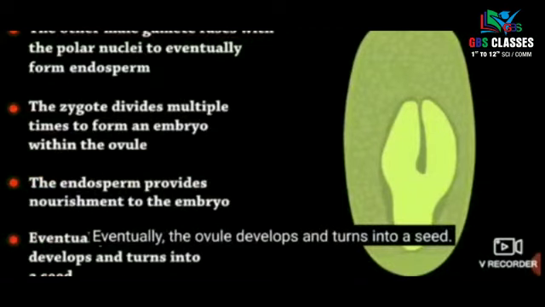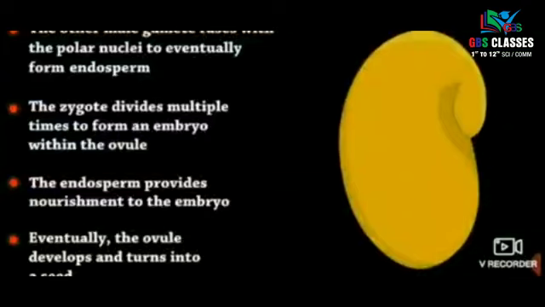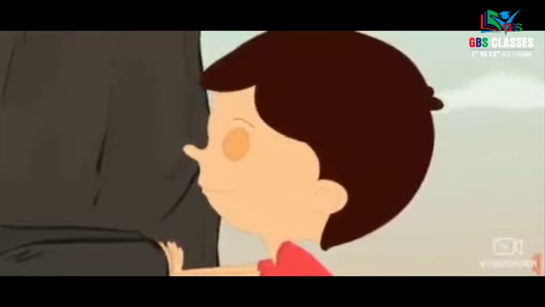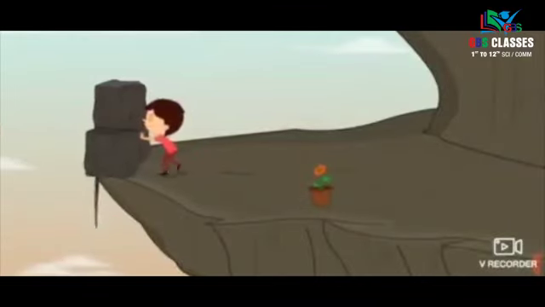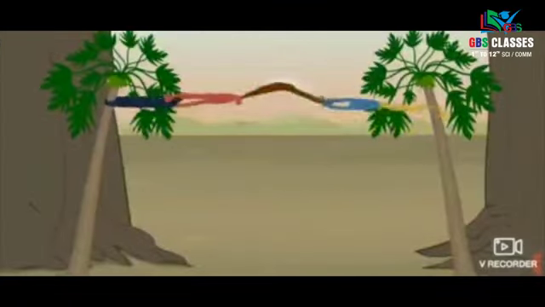The endosperm provides nourishment to the embryo, as the placenta provides nourishment in humans. In plants, the endosperm plays an important role in providing nourishment to the embryo, and further it develops into a seed. So that's all for the lecture.